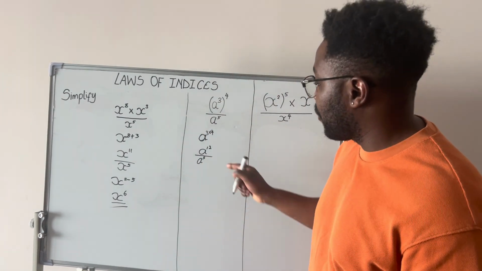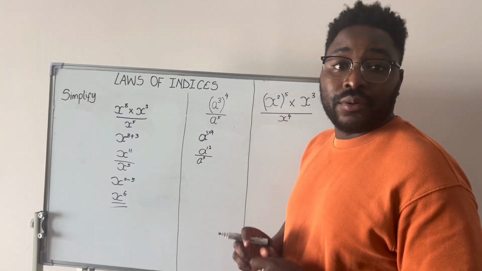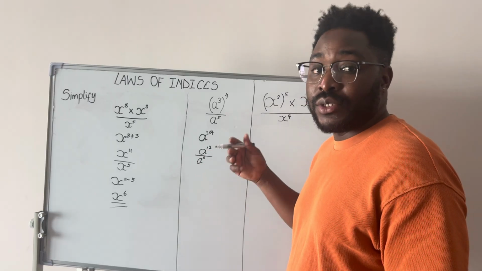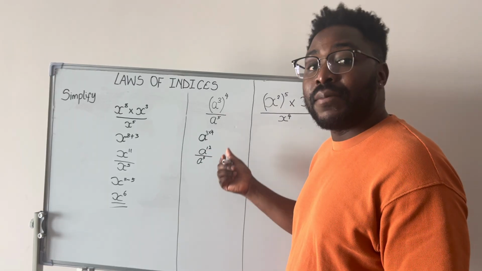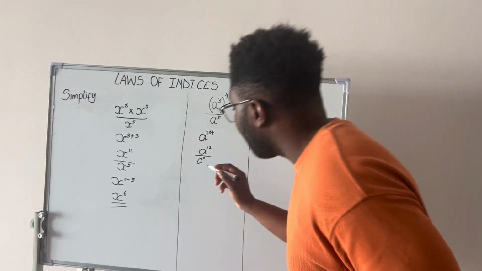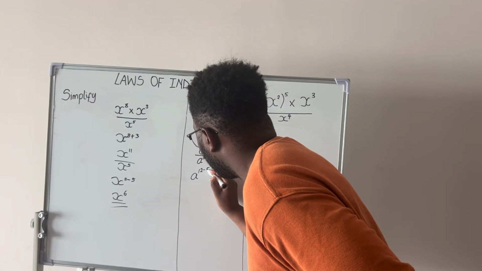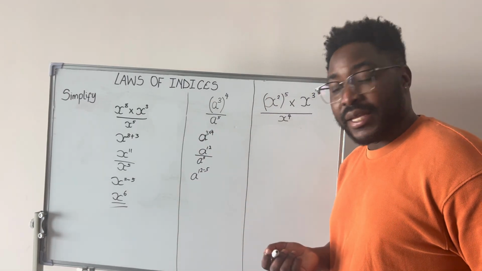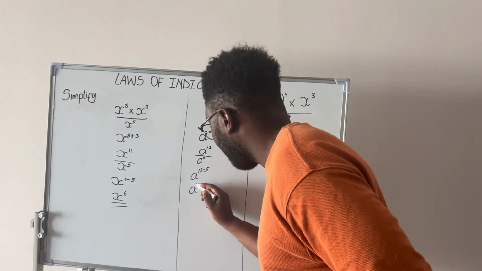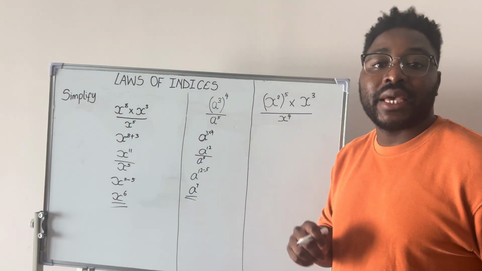Okay, so we can tell here that we can use the quotient law. Dividing the same base, what do we have to do? We keep the same base and subtract their indices. So that will be a to the power 12 minus 5. And what does that leave us with? 12 minus 5 is 7. So we have simplified our second expression.